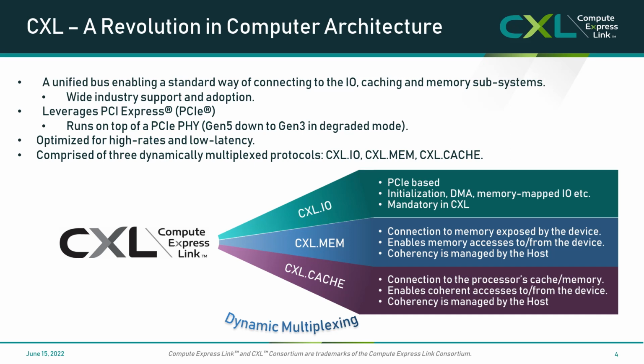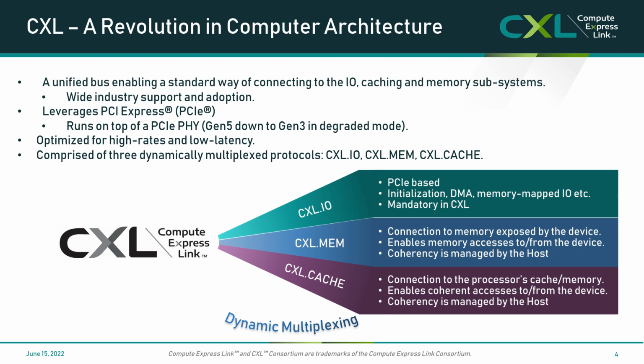It is optimized for high rates and low latency, and it's comprised of 3 dynamically multiplexed protocols: CXL.io, CXL.mem or .memory, and CXL.cache. Let's take a quick look at what each of them does. CXL.io is PCIe based. It's mainly used for initialization, DMA transfers, memory mapped I/O, all the goodness that we've learned to love and appreciate in CXL, or hate if you're on that side. And it is mandatory in CXL, so you have to implement this one.